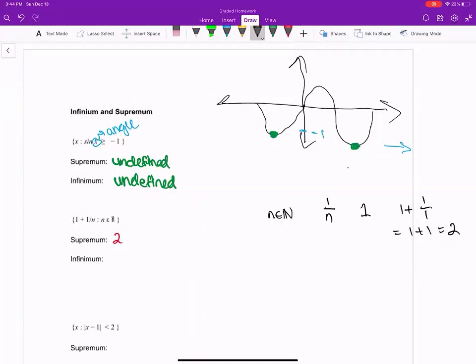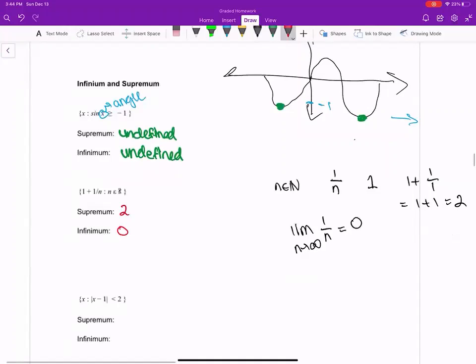The infimum, on the other hand, is, okay, notice that 1 over n, what happens as n grows larger? Infimum is the smallest possible value. So if we take the limit of this as n goes to infinity, you notice that this approaches 0. Even though it never actually equals 0, since it approaches it and goes towards it, it's still the infimum.